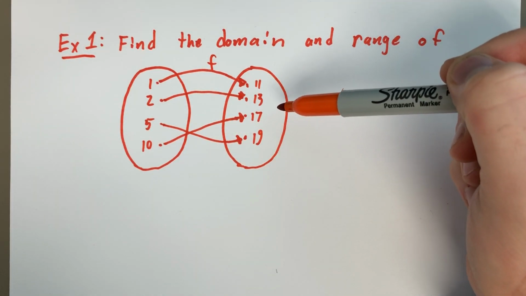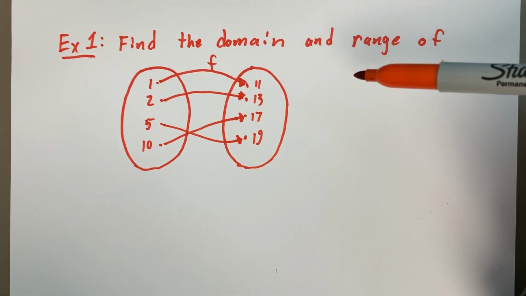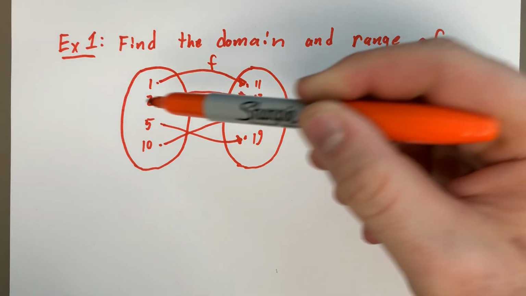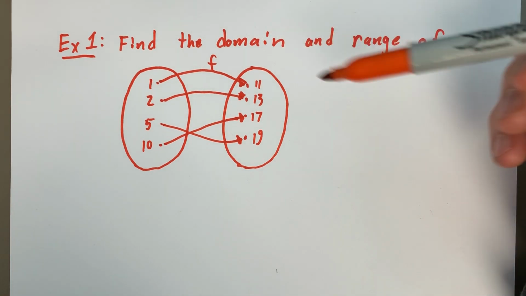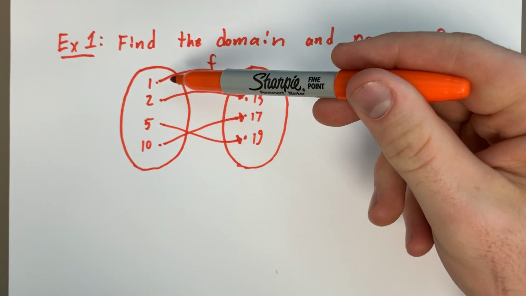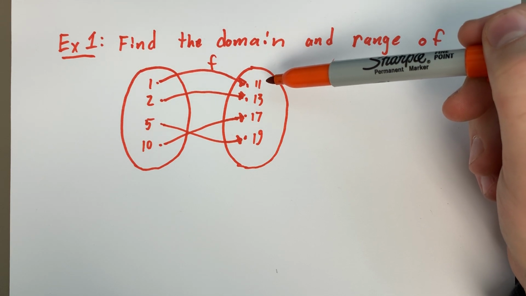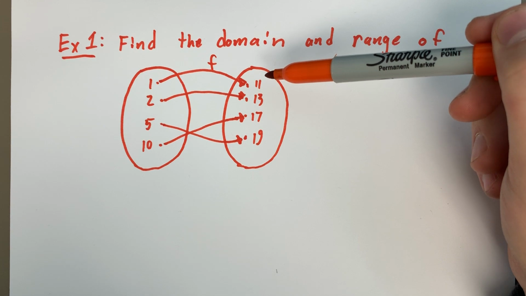Alright, so the first question we need to ask ourselves before trying to find the domain and range of this guy here is whether or not this actually is a function. Does this set of arrows represent a function? That is, does every input map to exactly one output and no more? Okay? If that's true, then it is a function.